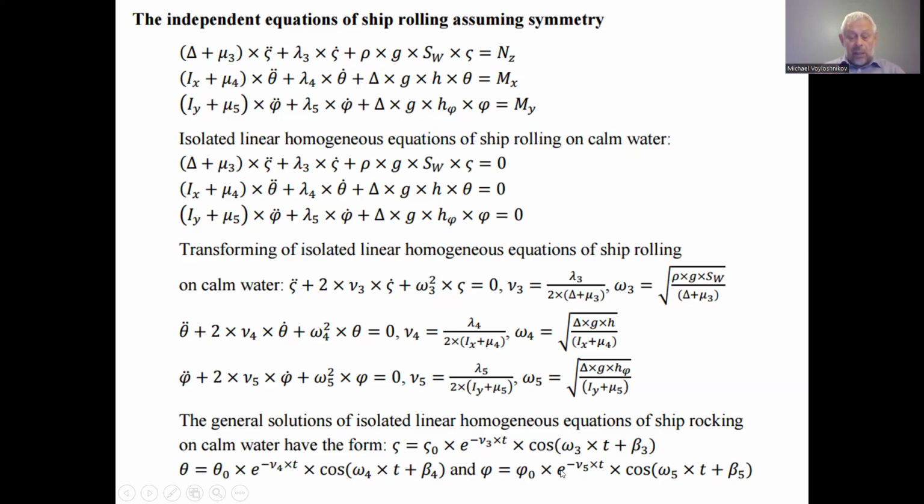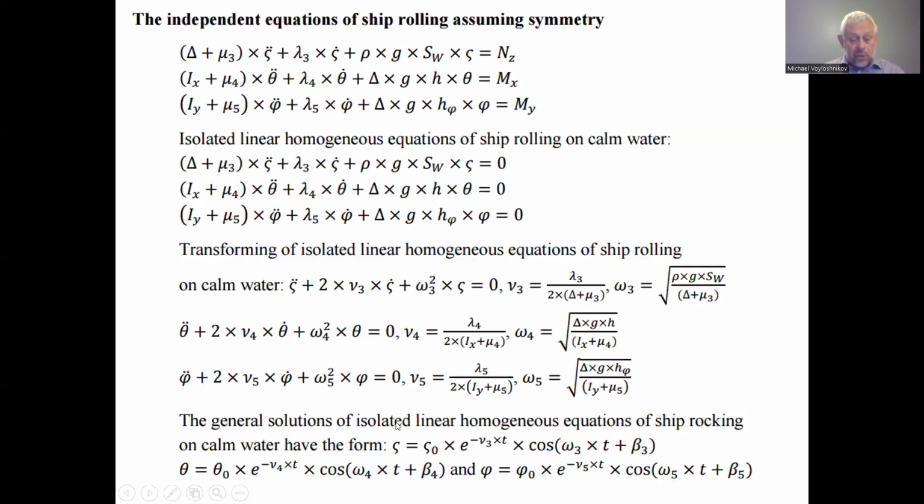That's why we have not only the cosine function of ship rolling and the amplitude of ship rolling, depending on the initial conditions to find the amplitudes and the initial phases, B3, B4, B5. We have all amplitudes, zeta 0, theta 0, and phi 0.